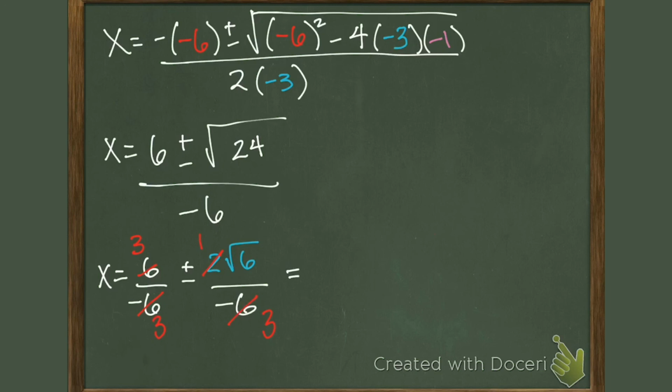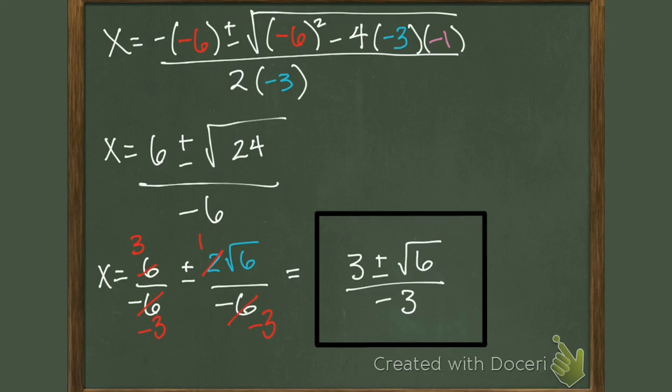So my final answer is, and these 3's are technically still negative because it is a negative 6. So I have 3 plus or minus. I don't have to put the 1. If you put the 1, that's fine, but they don't have it, so I don't want you to get confused. That's your answer. This equals x.